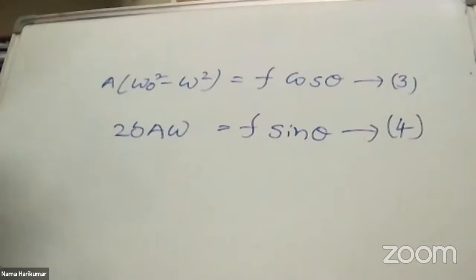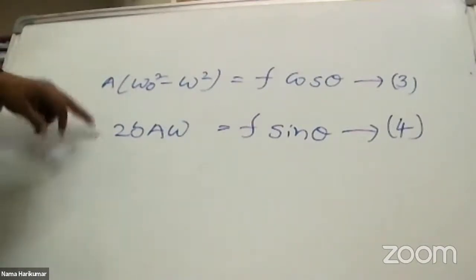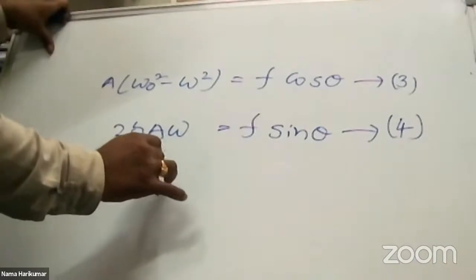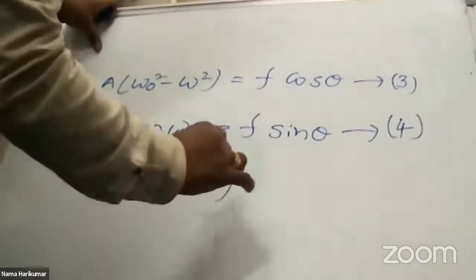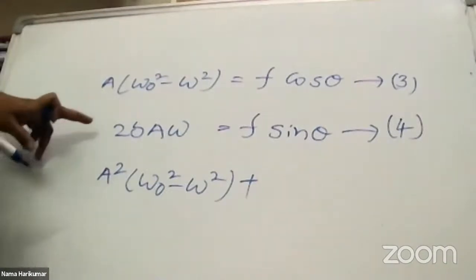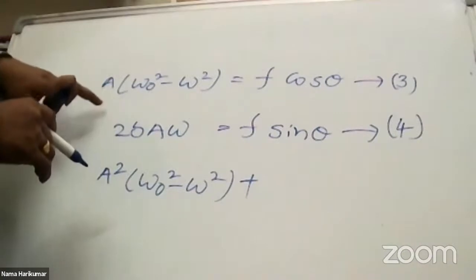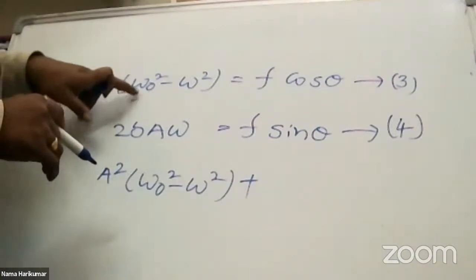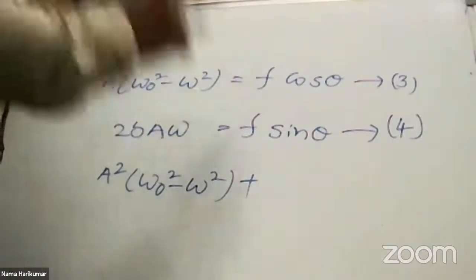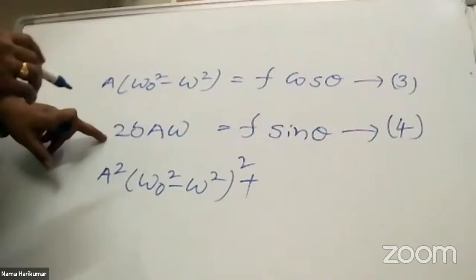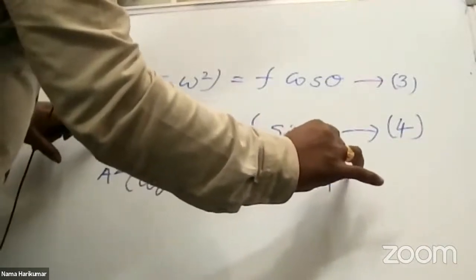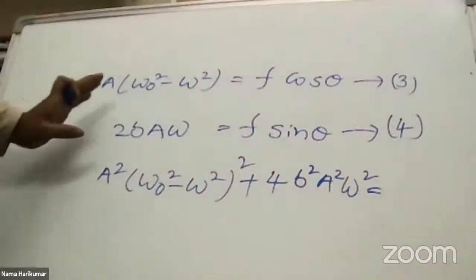In squaring and adding equations 3 and 4, squaring equation 3 gives a square times omega naught square minus omega square, plus the addition of 3 and 4 on the LHS side. After that, we have to square it. So the addition on the LHS of 3 and 4 is a square, omega naught square minus omega square whole square, then for equation 4, 2b a omega whole square. Now it is clear. The terms on the LHS side are completed.